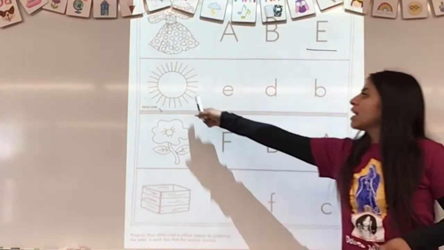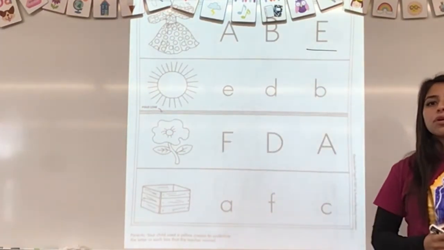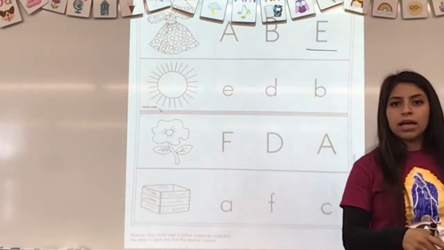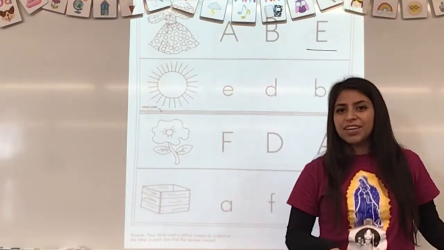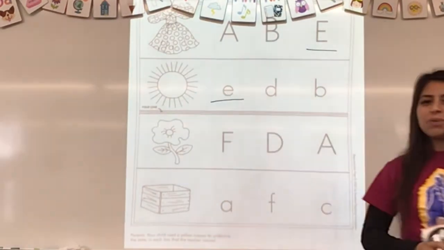Now we're going to move down to our sun. In this row, you're going to look for the lowercase e. Remember, straight line across, circle up and around. Right here, right? Yeah, underline from left to right.